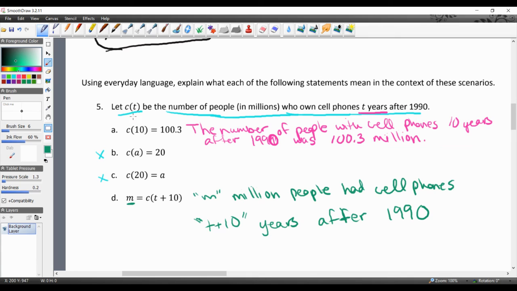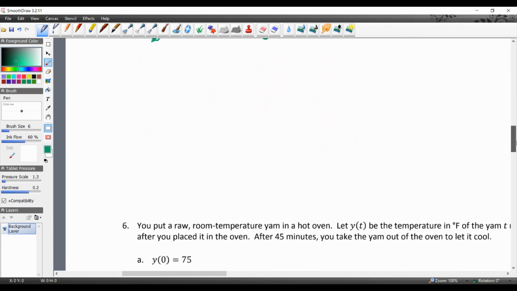Since c of t is exactly the number of people who own cell phones this many years after that, m is equal to that. So therefore, m million people is equal to this. But in this case, it's not c of t, it's c of t plus 10, because we're defining the input to be t plus 10. Hopefully I said that right. That t and that 10 kind of gave me a tongue twister there. But that's basically it. We're going to do one more and then you have to do the rest by yourself.